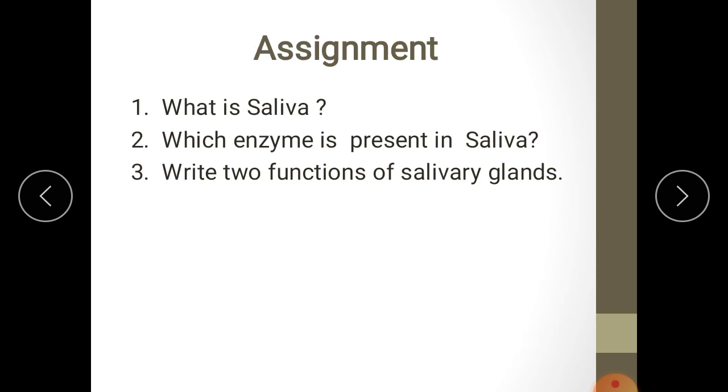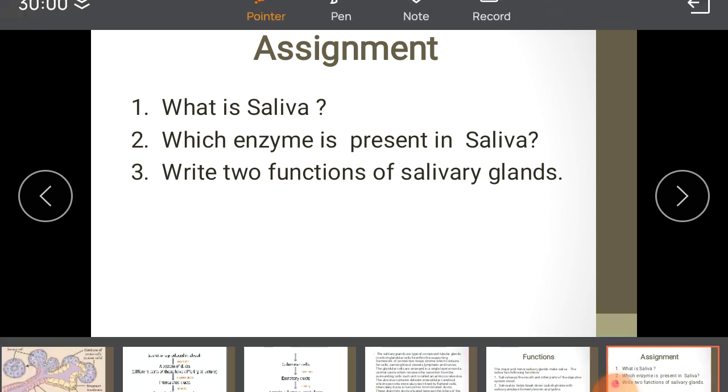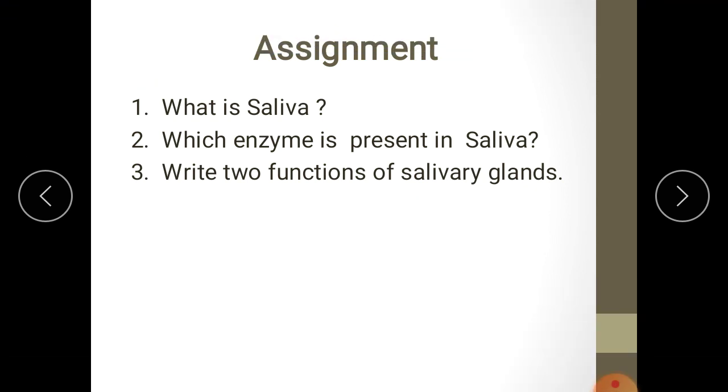Next, coming to assignments. So what is saliva? Which enzyme is present in saliva? Write two functions of salivary glands. So these are the assignments on this topic. So with this we have completed the histological information about the salivary glands.